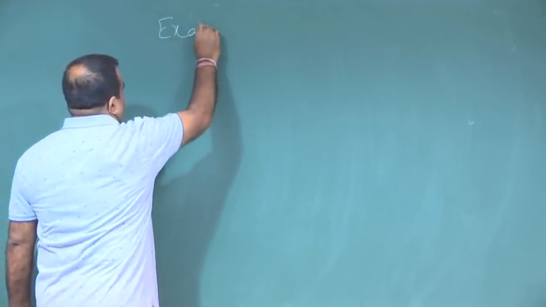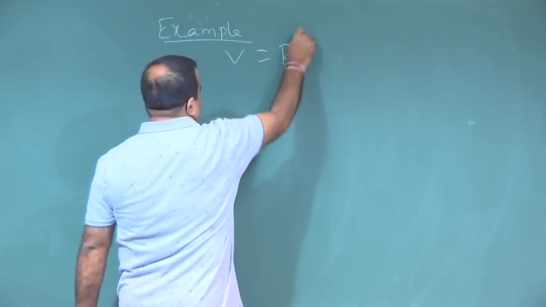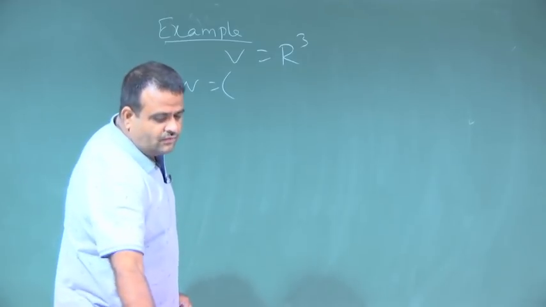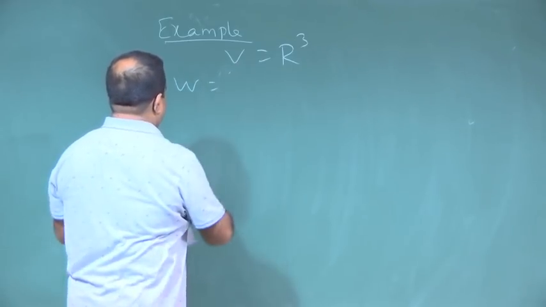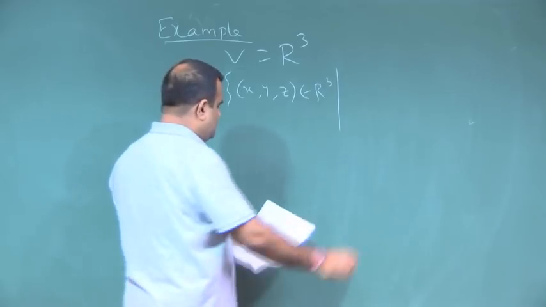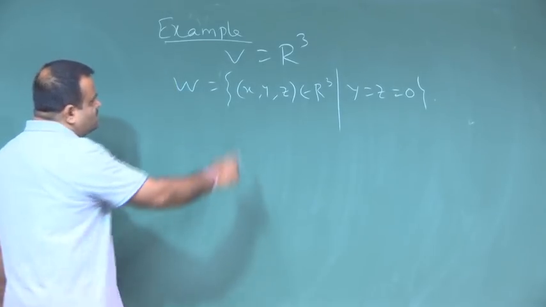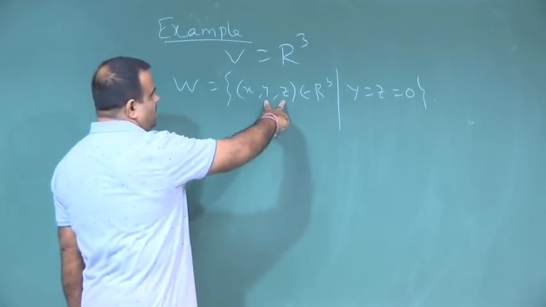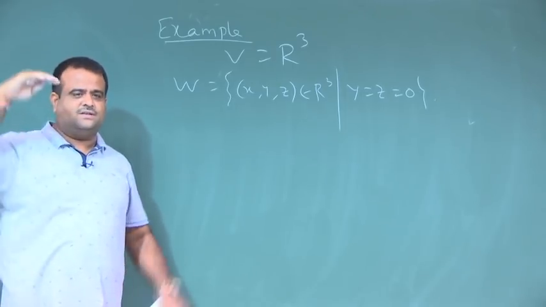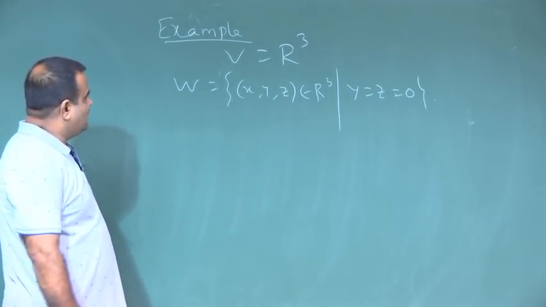Now we'll take some examples of subspaces. So we can take a vector space R 3. Now we take a W, which is a subset of R 3, with x, y, z belonging to R 3 such that y and z are 0. So that means we have these two components as 0, and x is a real number. If we take the real axis, x axis, y axis, z axis, these two are 0, so you have only the real line. So the x axis only. Okay.